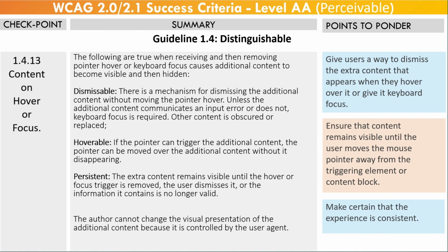Hoverable: if pointer hover can trigger the additional content, then the pointer can be moved over the additional content without the additional content disappearing. Persistent: the extra content remains visible until the hover or focus trigger is removed, the user dismisses it, or its information is no longer valid. Exception: the author cannot change the visual presentation of the additional content because it is controlled by the user agent.